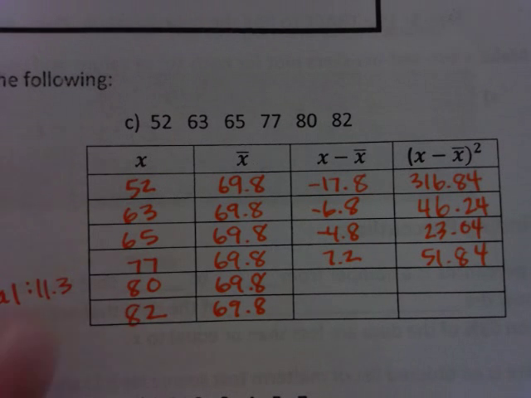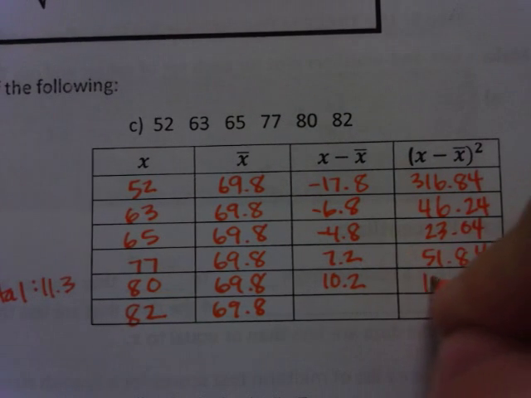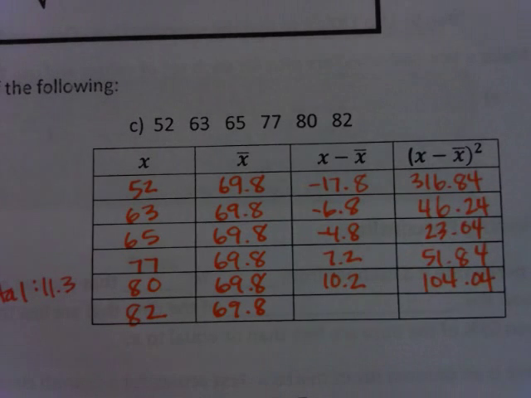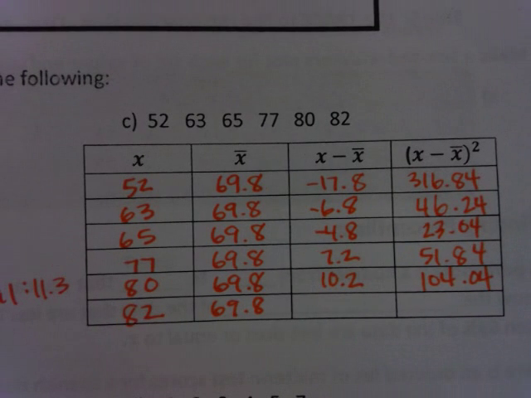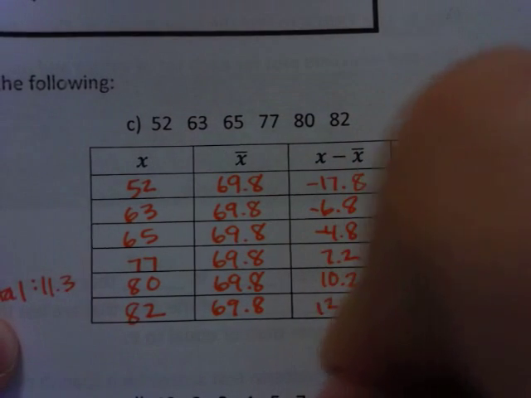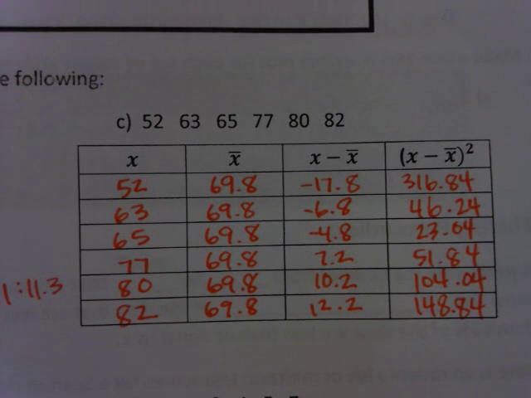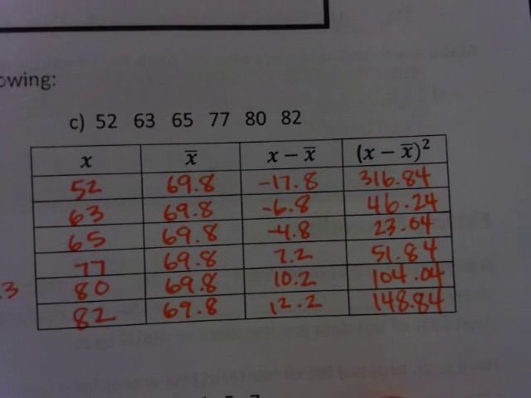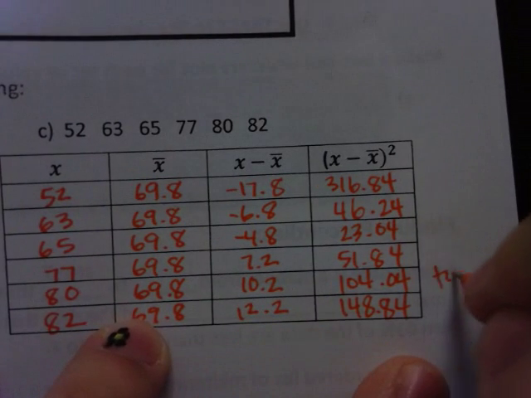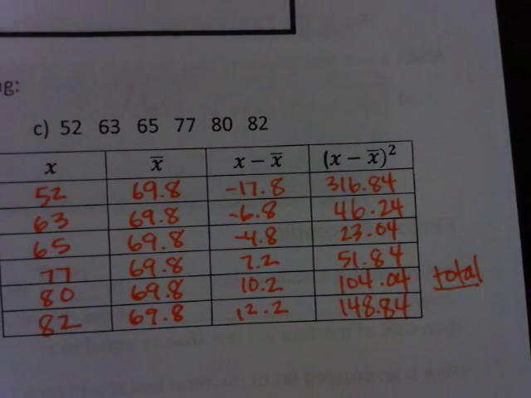And 2. The last one, 12.2 squared. We add them all up. Total, you're at 6.84.